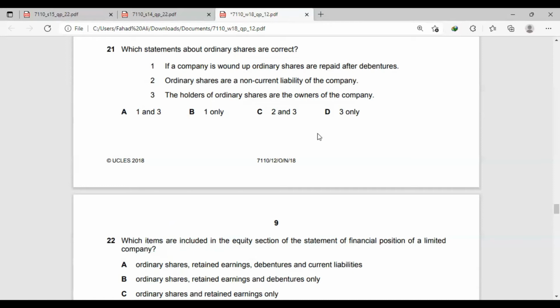Preference shareholders get a fixed percentage of dividend, that is the share of profit, every year. If there is profit, then they will get this fixed percentage, and that is guaranteed to them. But ordinary shareholders get whatever profit is left after the preference shareholders have received their percentage. So in short, ordinary shareholders are the owners of the company. So one is correct, three is correct. So the option which is right is A, 21A.